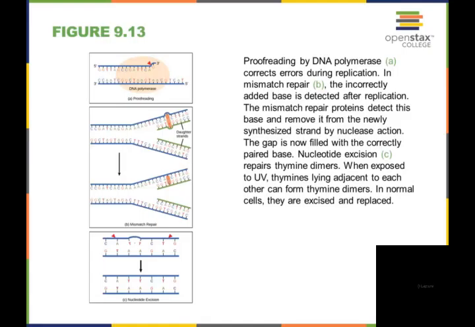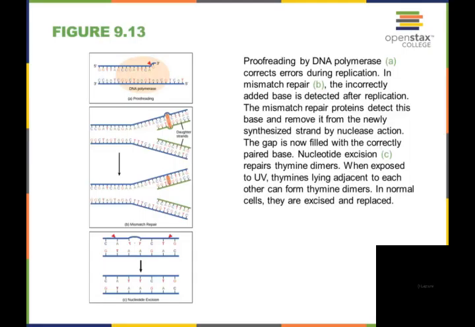Some things you can end up with are mismatch base pairs. That mismatch repair will come along and it detects that the incorrectly added base is present after replication. The mismatch repair protein will detect this, remove it, and then the newly synthesized strand will have nuclease action help to pull that out. Then there is a gap that's left behind, and it's going to be filled with the correct base pair.